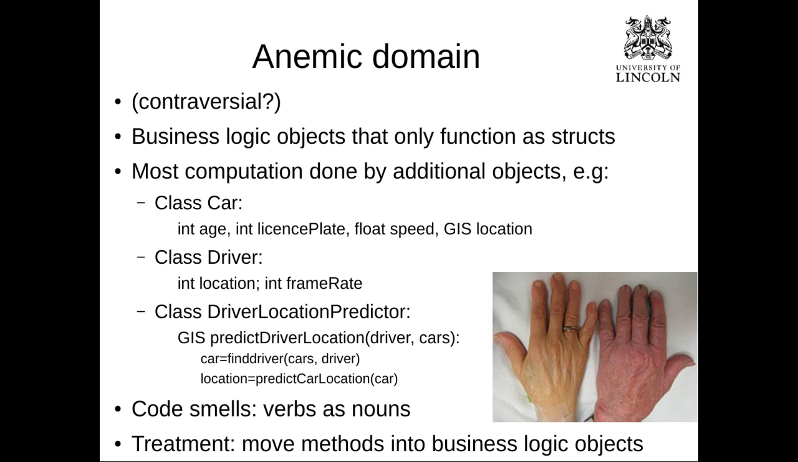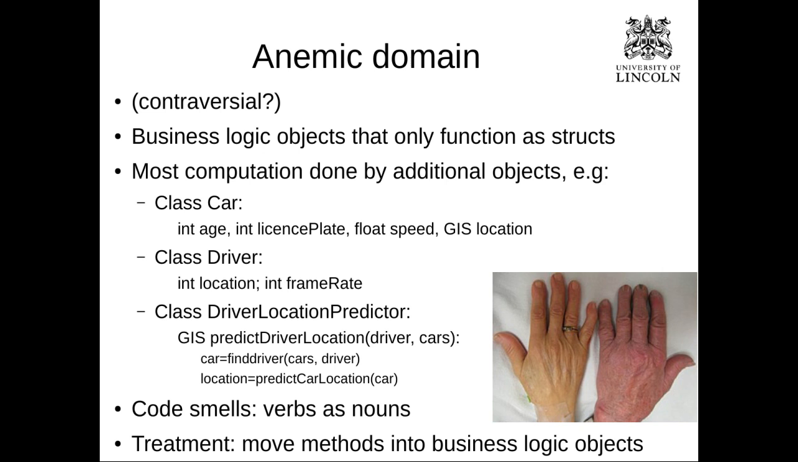The code smell for this is seeing verbs getting turned into nouns. So you see the driver location predictor. This should really be a verb. This should really be a command like predict the driver location, but you see it's got transformed here into a noun. And this object doesn't really represent anything in the physical world. It doesn't have intentionality like the car and the driver do. There's nothing out there in the world that is a driver location predictor.